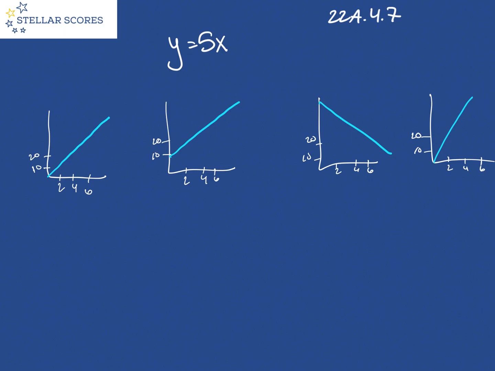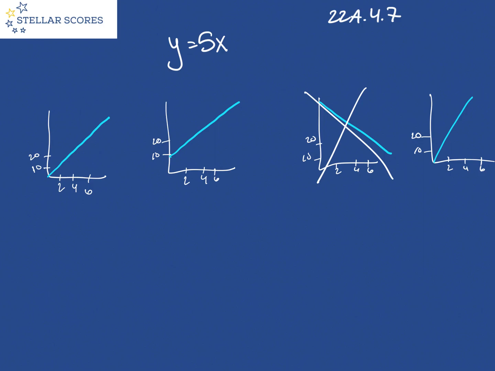Well, he clearly drove more miles as the race kept going, so this should be a positive slope graph, so we can cross this one out. That graph isn't going to work. And then, of course, at the start of the race, he was at 0, right? He had driven 0 miles.